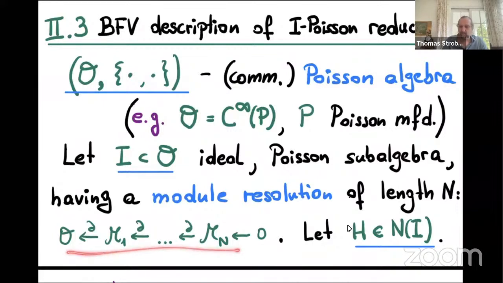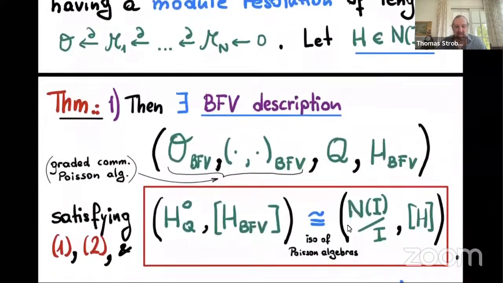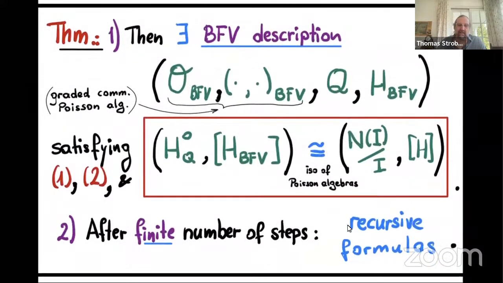And we assume we have this module resolution. We also have a Hamiltonian in the normalizer. Then the theorem we have is that there is a BFV description in the following sense. There is a graded commutative Poisson algebra with a BFV bracket. There is a Q and an HBFV satisfying these two master equations. And we get that the degree zero cohomology gives really these reductions. And there's an isomorphism of Poisson algebras and also the corresponding equivalence classes of Hamiltonian degree. And that's the first part of the theorem.